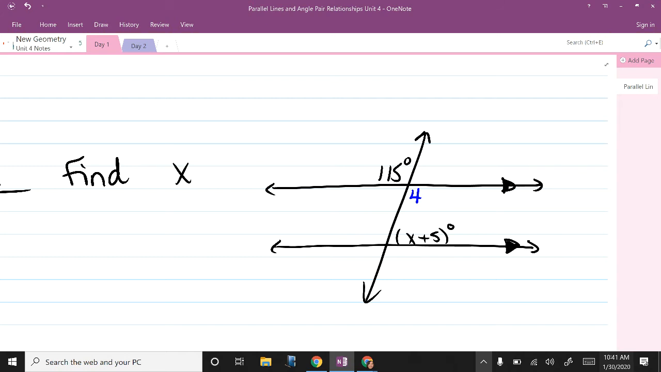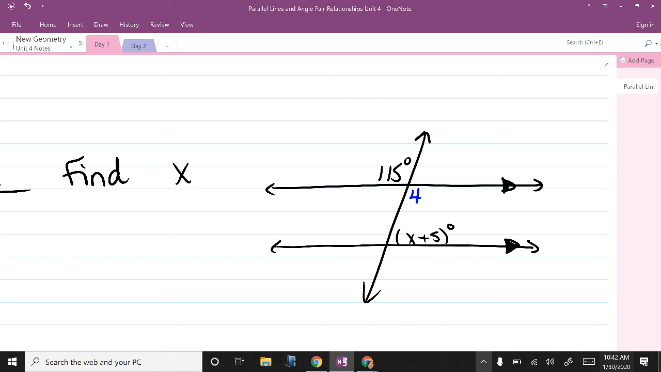So it's to find x. Do we have enough information? First of all, x is down here for this angle. Does this angle and this 115 degree angle have a relationship? No, one's an interior, one's an exterior, but they're not corresponding, right? So they have no relationship.